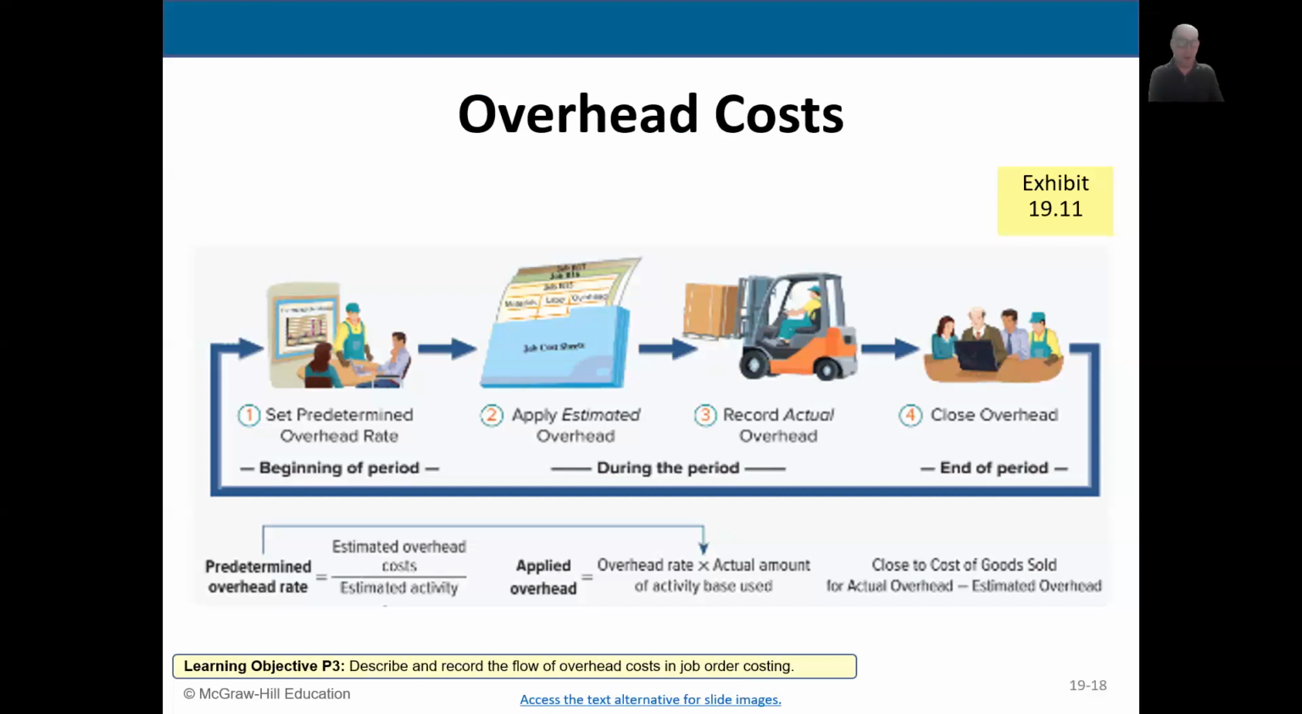The second part of applying overhead costs is to apply the estimated overhead. We do that by taking the overhead rate that we got from step one, and we multiply that by the actual amount of activity base used. In our earlier example, total number of hours used on the job.